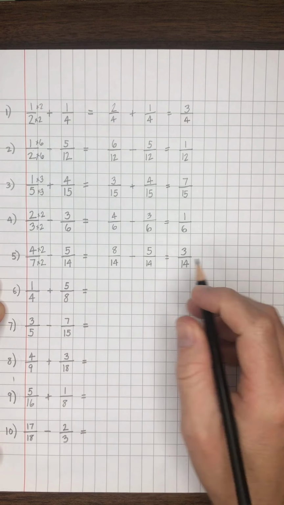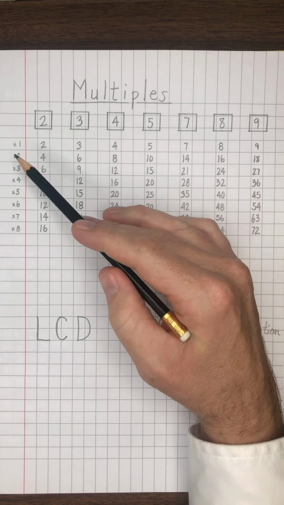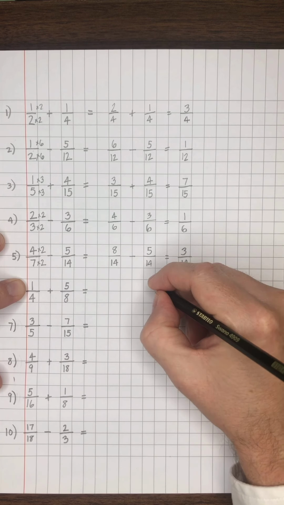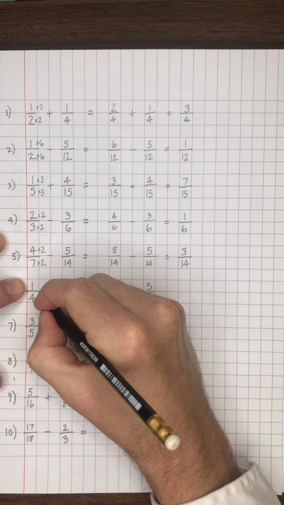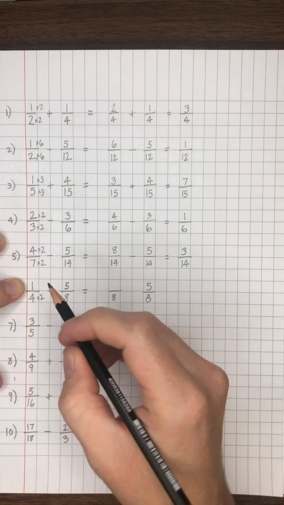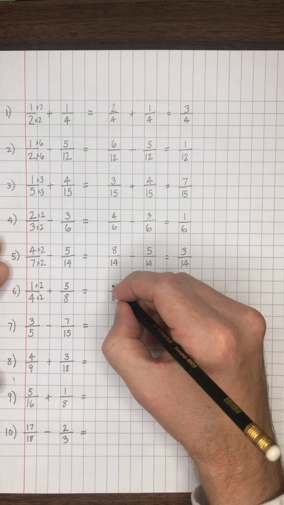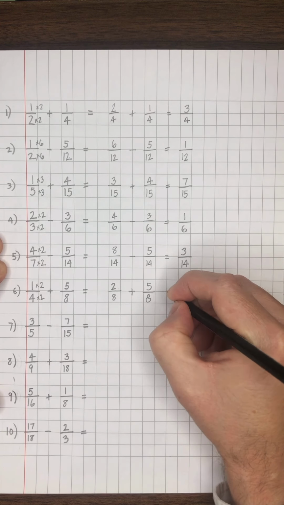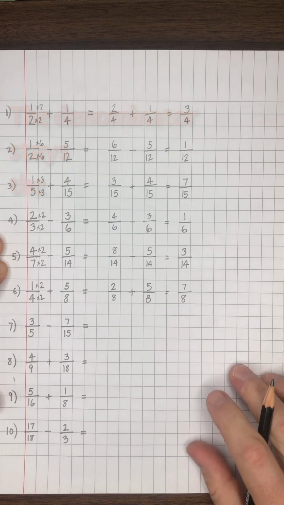Question 6. 1/4 plus 5/8. When we look at our multiples of 4, we see that 8 is a multiple. To get there, you must multiply by 2. So 5/8 will not need an equivalent fraction. We do know that to get to the like denominator of 8, we must multiply by 2. Whatever we do to the denominator, we must do to the numerator. 1 times 2 is 2. This is an addition problem. 2 plus 5 is 7, and the denominator stays the same.